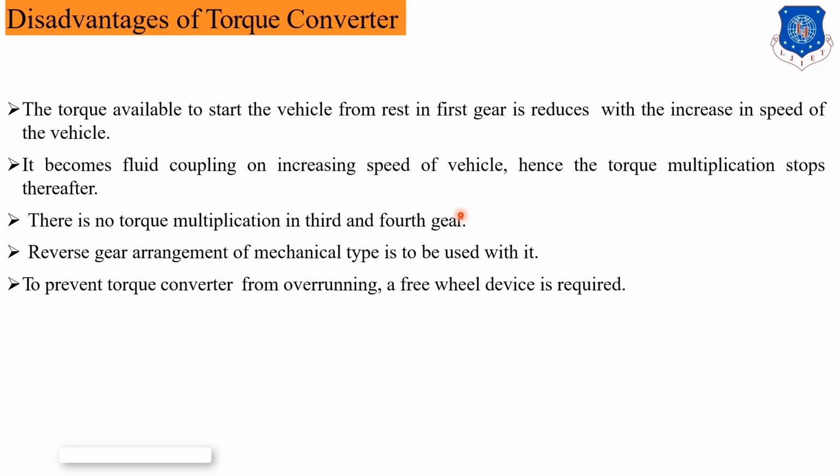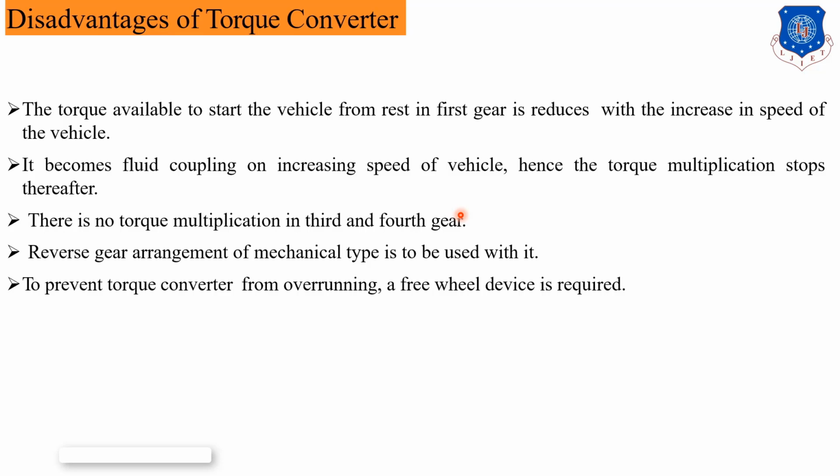There is no torque multiplication in third and fourth gear. Okay, so torque is not multiplied in third and fourth gear. A reverse gear arrangement of the mechanical type is to be used with it. To prevent the torque converter from overrunning, a freewheel device is used, so that we can reduce overrunning in the vehicle. Okay, so these are all the disadvantages of the torque converter. This is one device in the automatic transmission system.